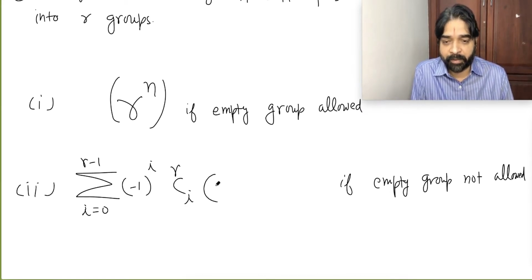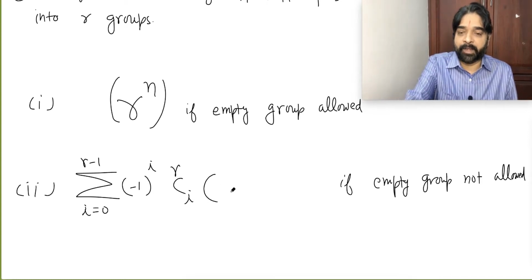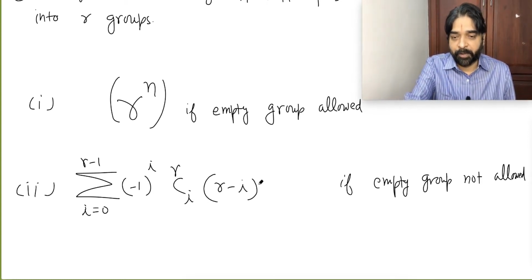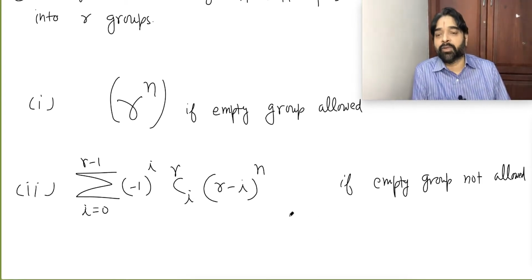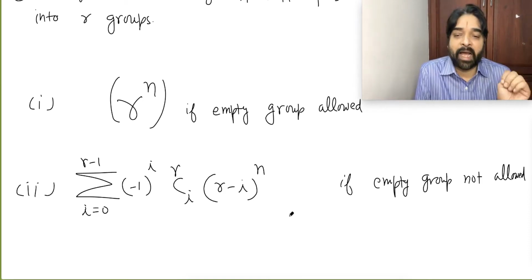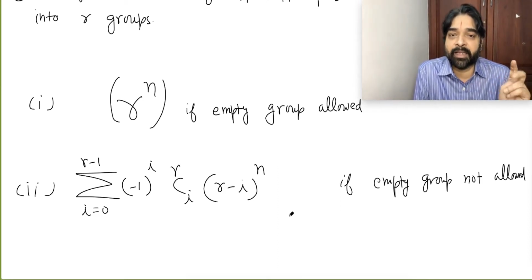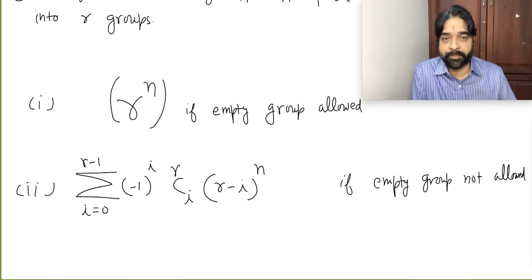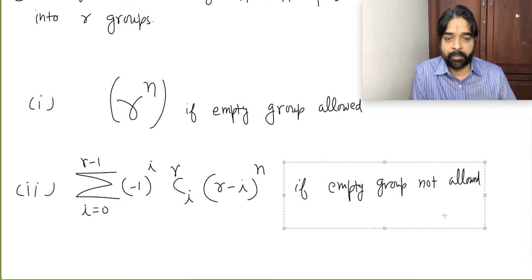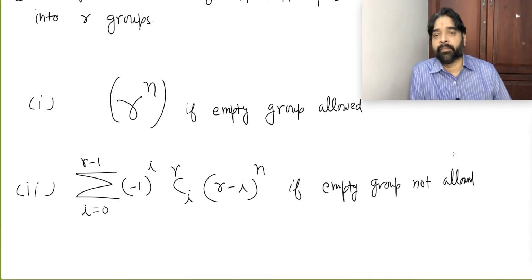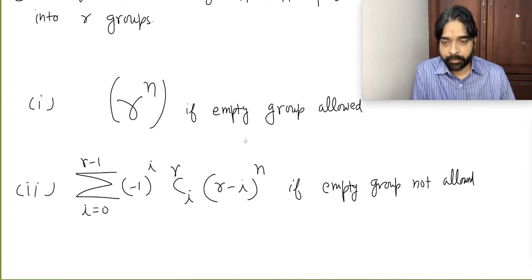As I remember, you also have to remember it every time. This will be used in the function topic also in calculus. Sigma I equal to 0 to r minus 1, power I, rCI, (r minus I) raised to power n, if empty group not allowed. Is this clear?